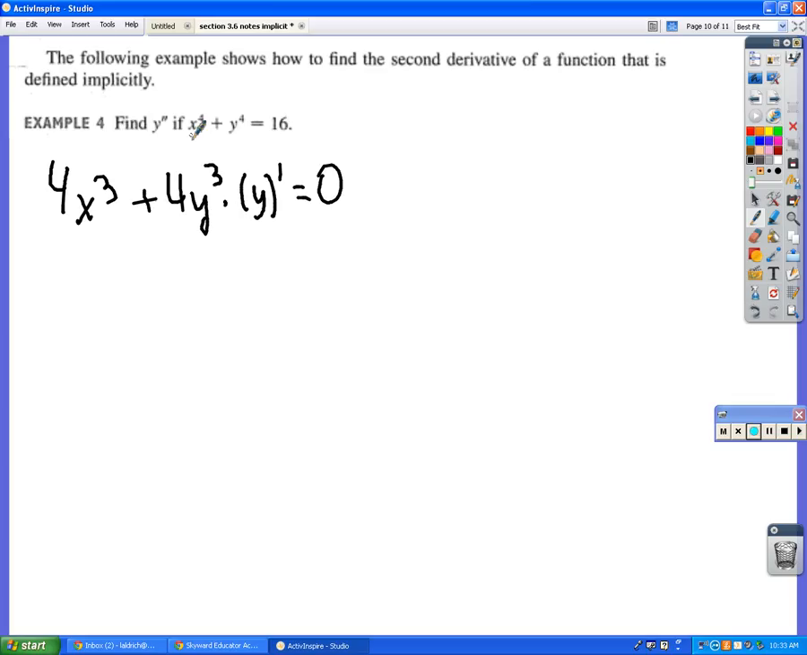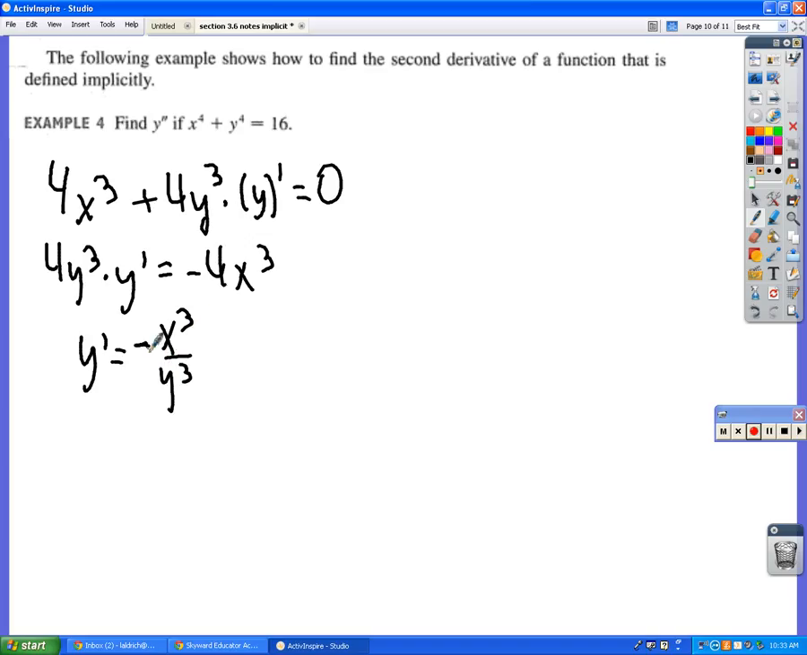Okay, so I'm going to subtract 4x cubed from both sides. So 4y cubed times y prime equals negative 4x cubed, right? Good, that's a good start. And then divide both sides by 4y cubed. And so the first derivative is going to be negative x cubed over y cubed, right? Because the 4 is canceled. Excited that the 4 is canceled. Top students, right?